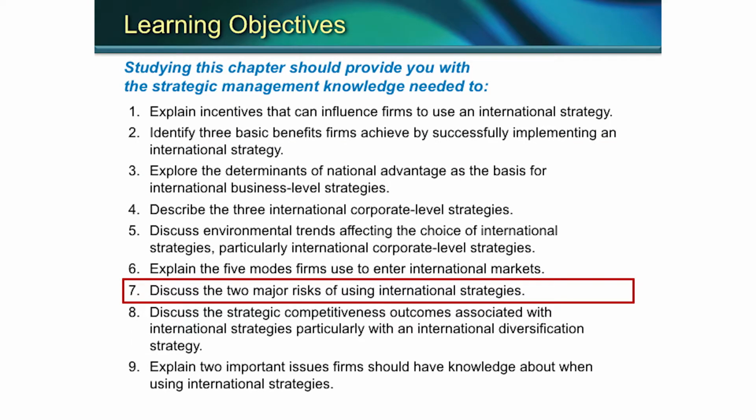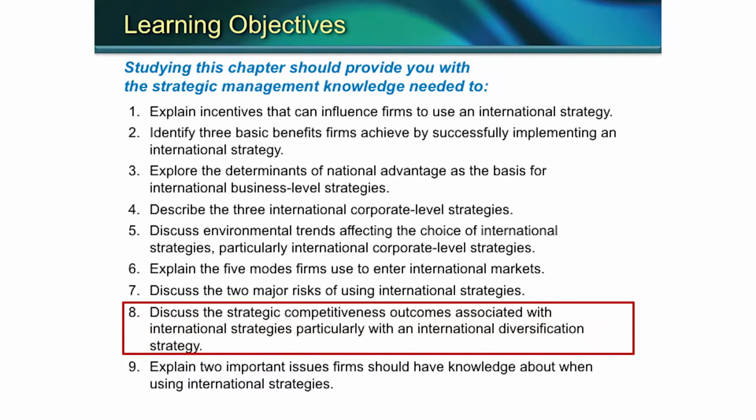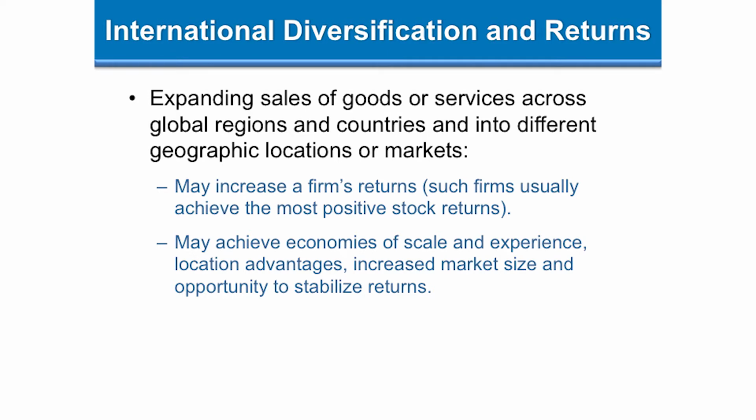Now we talk about two major risks of using international strategies. There are political and economic risks, which we looked at in the first two chapters, shown in the figure, as well as current political and economic threats such as Brexit and neo-protectionism and so on. Furthermore, firms can expect strategic competitiveness outcomes with international corporate level strategies. With respect to international strategy and returns, firms may increase positive stock returns, which are related to the firm's value and shareholder wealth, because the firms and shareholders expect greater profit from international diversification strategies.